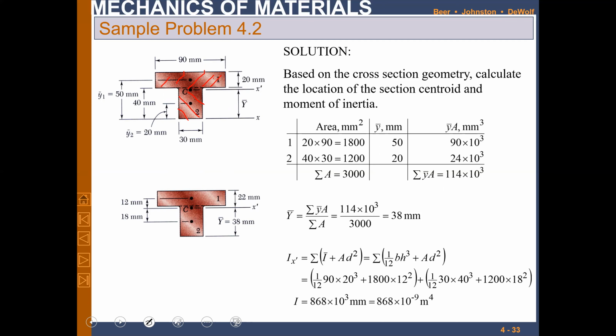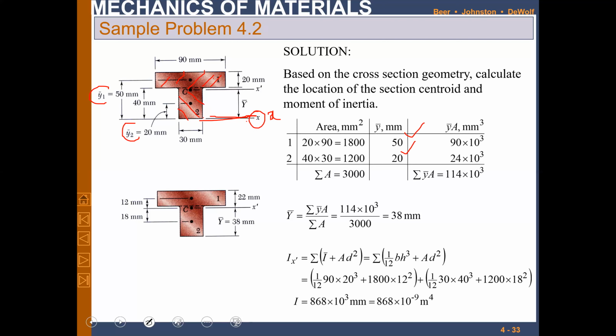Since these are rectangles, we know that the centroid will be at the center of each one, right? For shape one, from this bottom, because here we have taken this as the x-axis, right? So from here we can see that y1 bar is at 50 and y2 bar for the second shape from this reference is 20. So 50 and 20 are the centroidal positions for shape 1 and shape 2 from this x-axis, right?